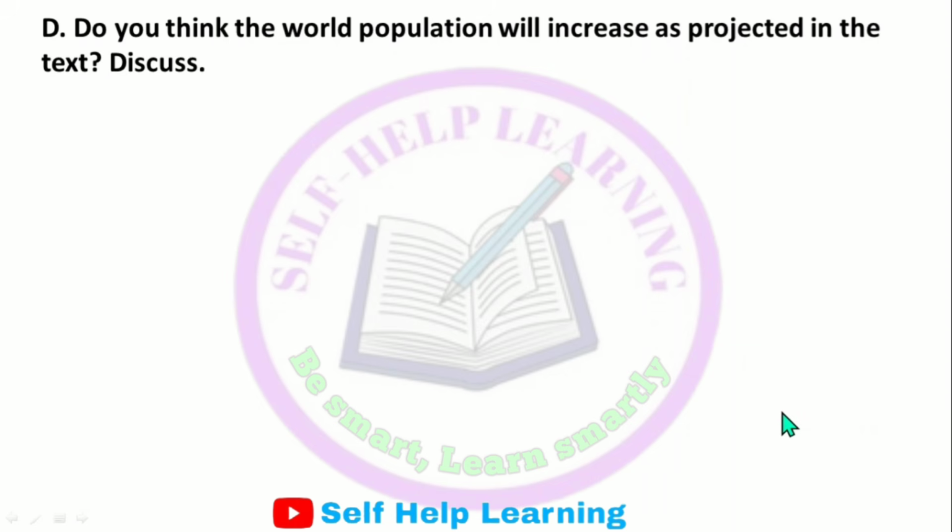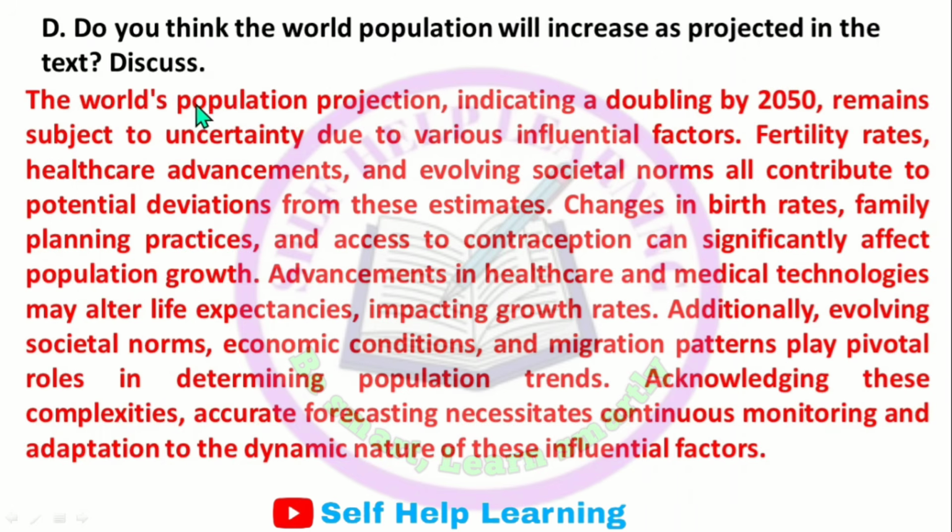Do you think the world's population will increase as projected in the text? Discuss. The world's population projection indicating a doubling by 2050 remains subject to uncertainty due to various influential factors. Fertility rates, healthcare advancements and evolving societal norms contribute to potential deviations from these estimates.